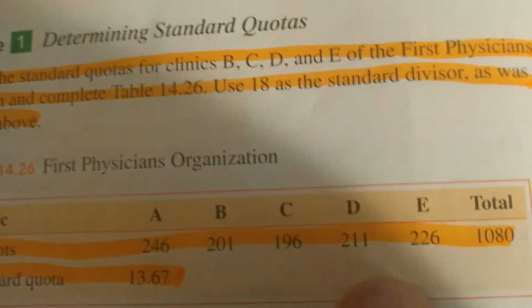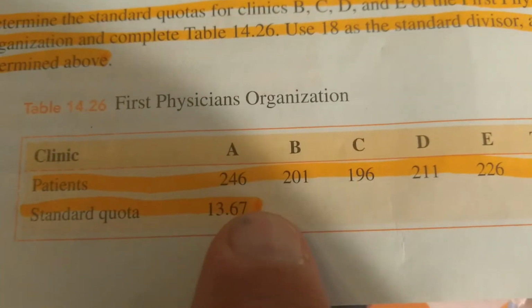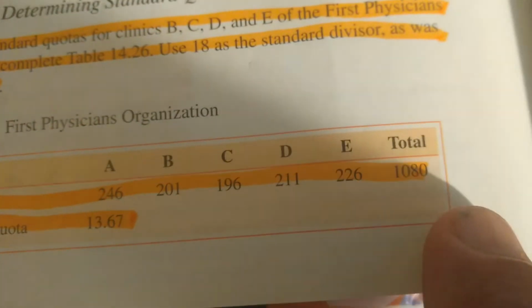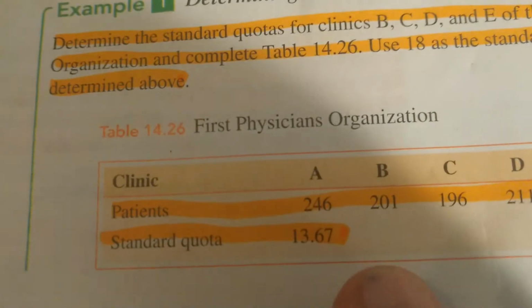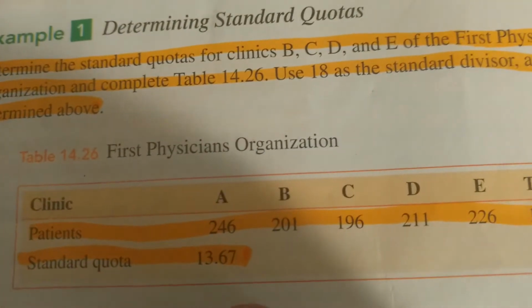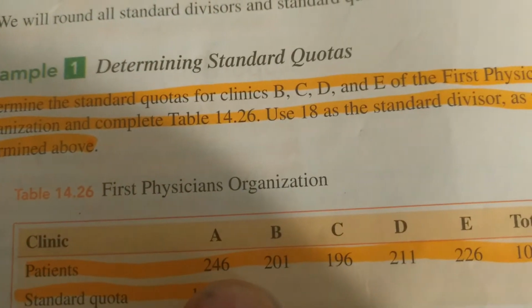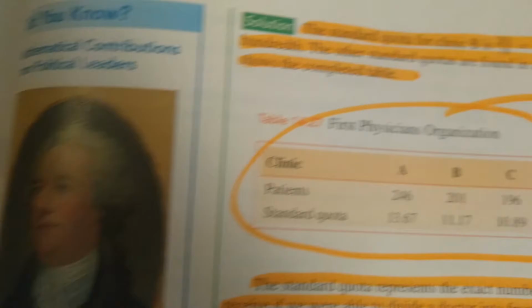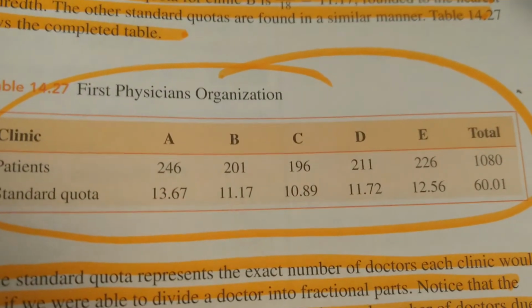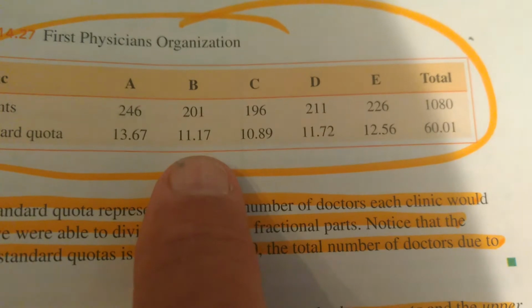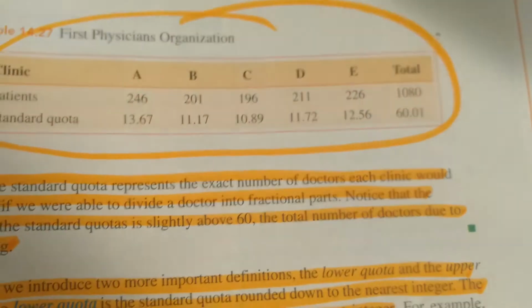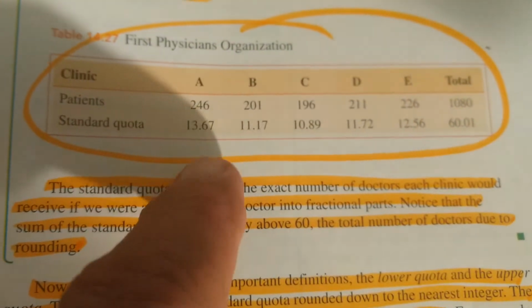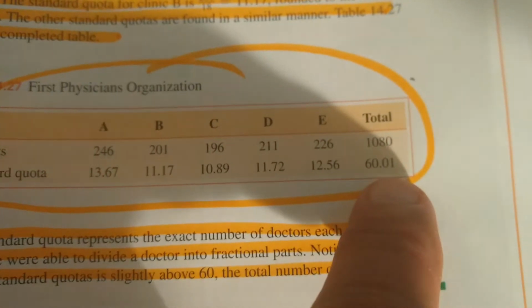And so we'd have to do the same thing for all the other clinics. So that's what this represents here. This is the number of patients. This is our total. We took this total and divided by our standard divisor, which was 18. Then we take that 18 and divide into 246. Now we're going to take that 18, which is our standard quota, and divide into each of the clinics. So we get 11.17, 10.89, 11.72, 12.56. Okay? Now, if we add all these numbers together, we get 60.01.